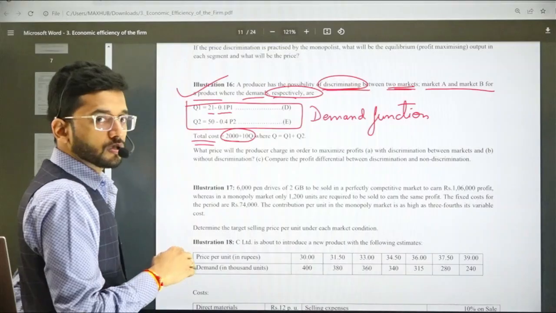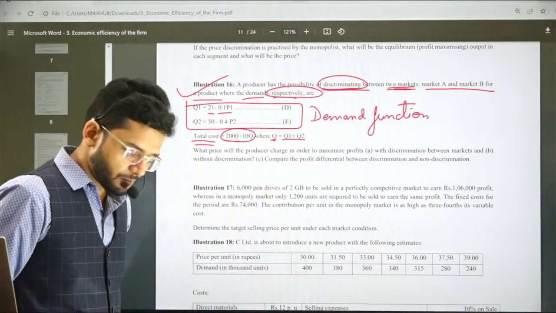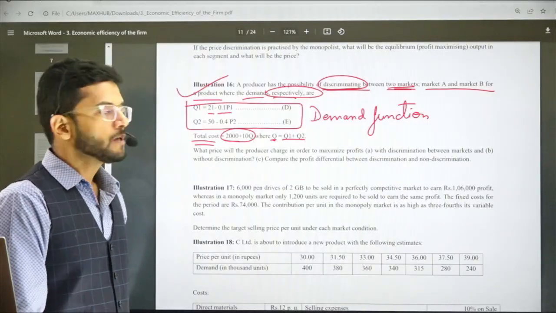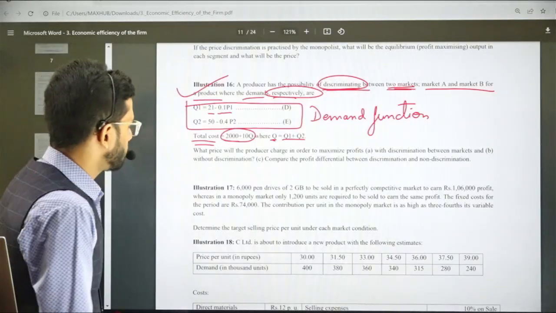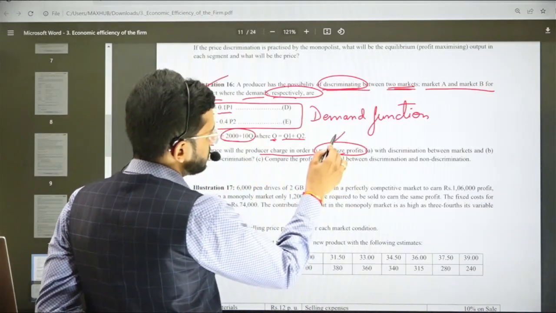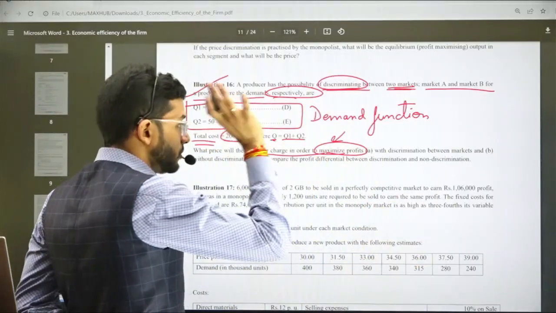Now, total cost, which remains constant, is 2000 plus 10Q. Q is the output, and Q is equal to Q1 plus Q2. So Q1 is the quantity which is produced for market 1. Q2 is the quantity which is produced for market 2. So Q is equal to Q1 plus Q2. What price will the producer charge in order to maximize profits? I mean, we need a profit maximizing price and profit maximizing output. That is what we need.